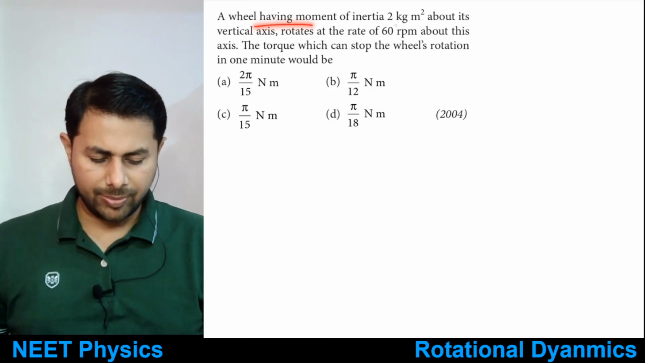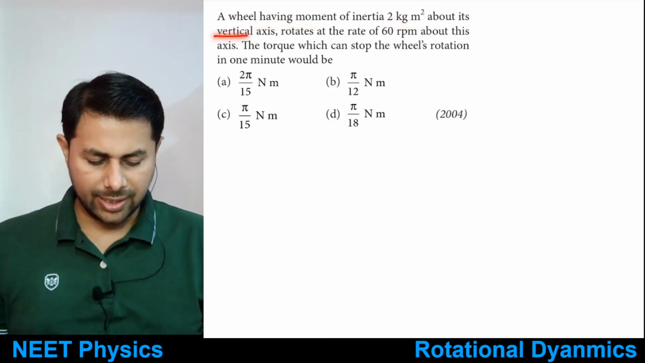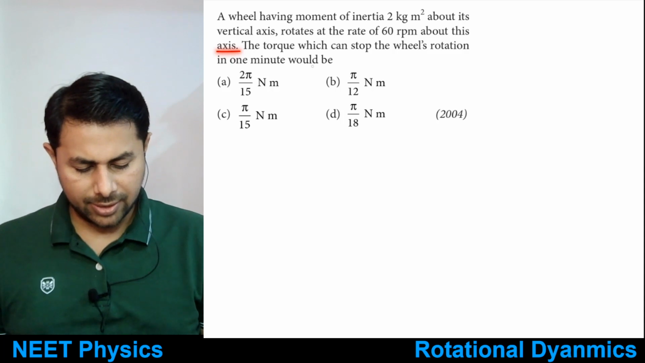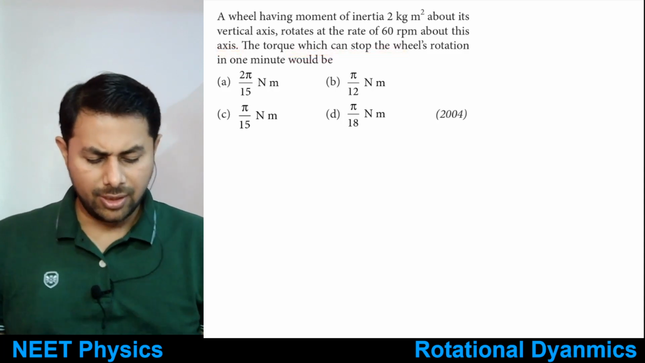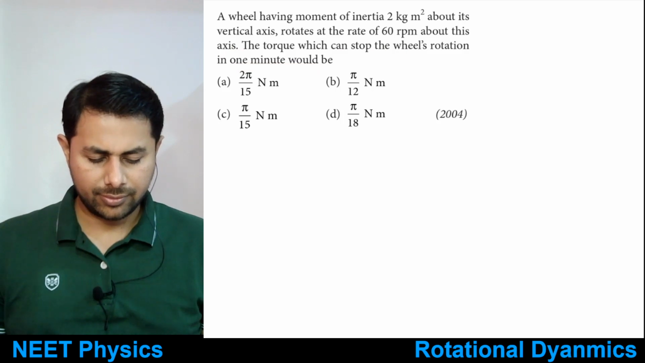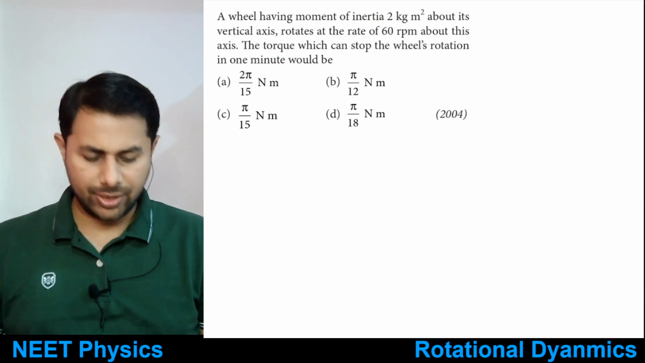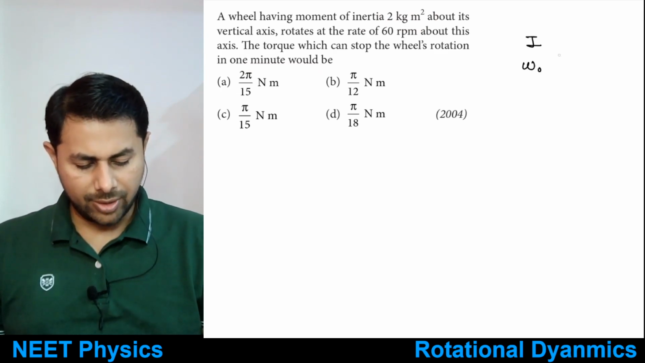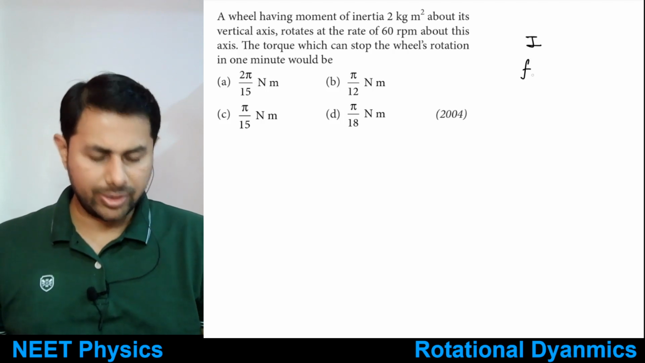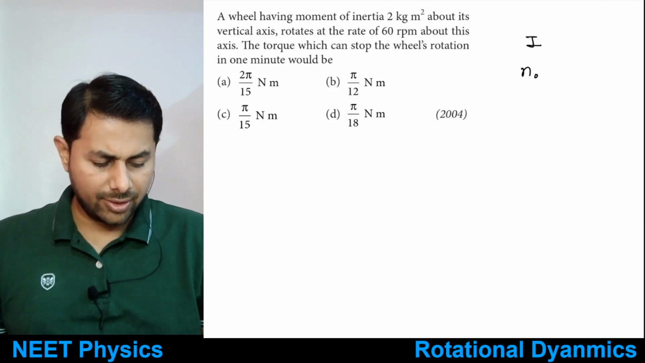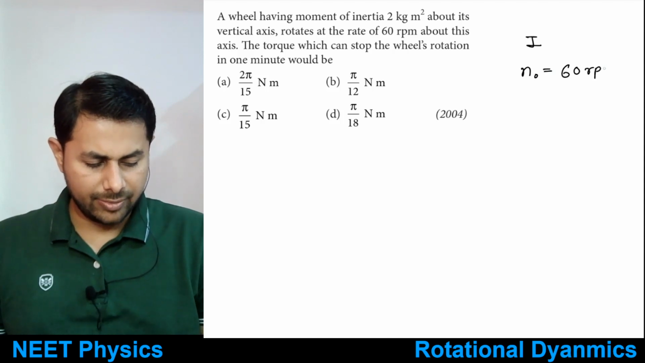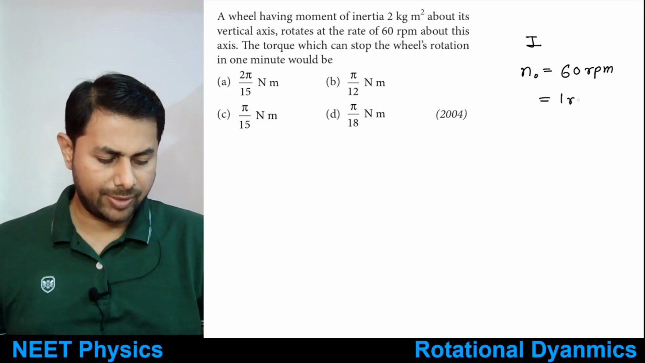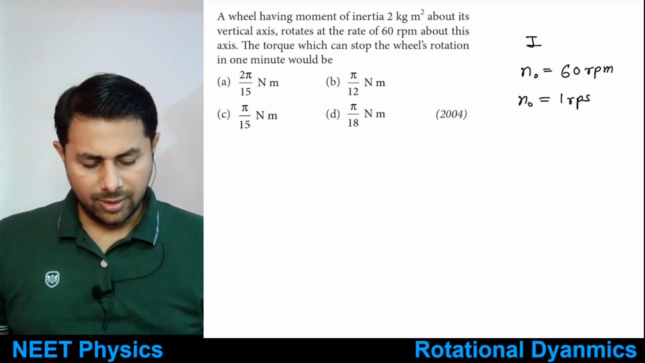A wheel having a moment of inertia of 2 kg meter square about the vertical axis rotates at the rate of 60 rpm. The torque which can stop the wheel's rotation in 1 minute would be. Okay, the wheel has some moment of inertia, I is given, right? Then omega naught is 60 rpm, no? So the original frequency, let's say n naught is equal to 60 rpm, means 60 divided by 60, so 1 revolution per second.